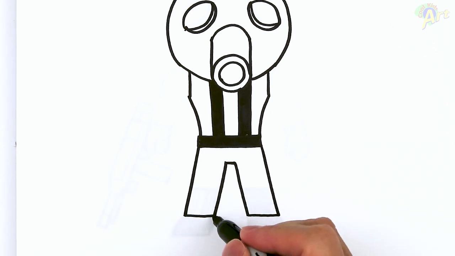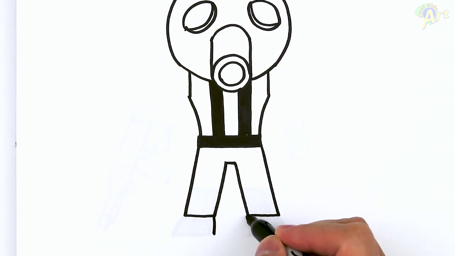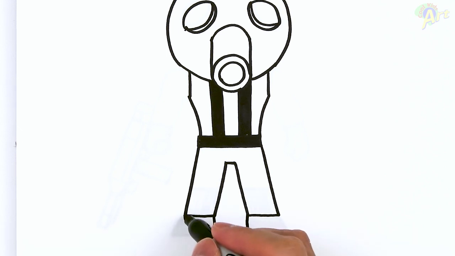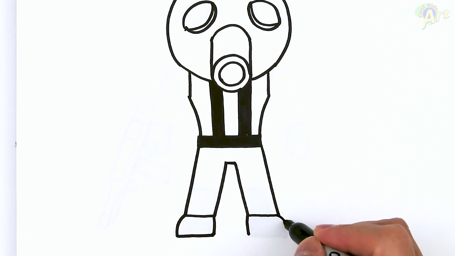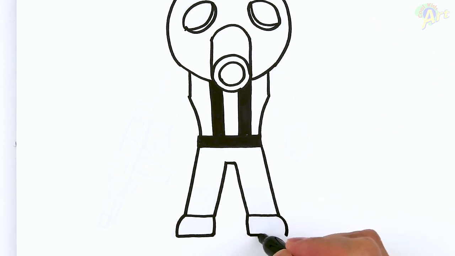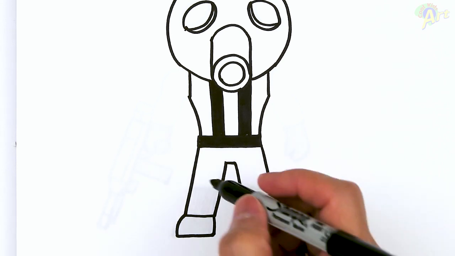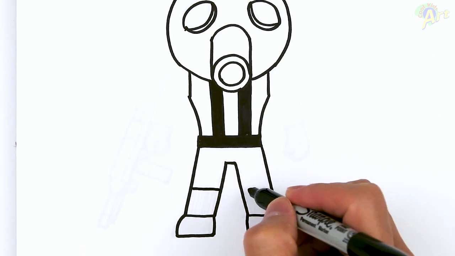Okay, and then for his foot, this side we can come straight down on the inside, and then this side just a little bit of a bump, and then close it off. Little bump and then horizontal line. And then right here, right around the knee area, just one line across.